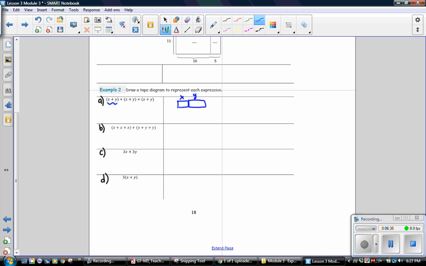And we need another group of x plus y. And we need a third group of x plus y.